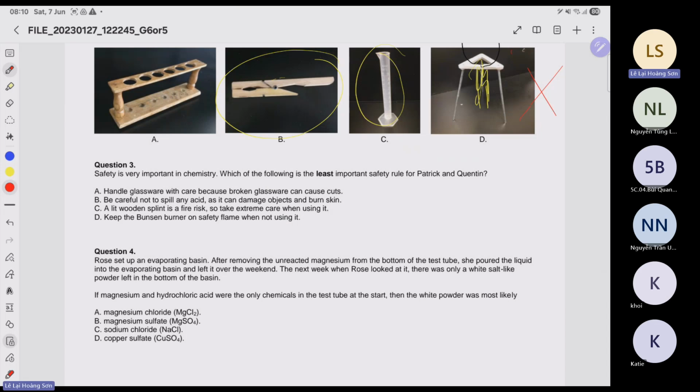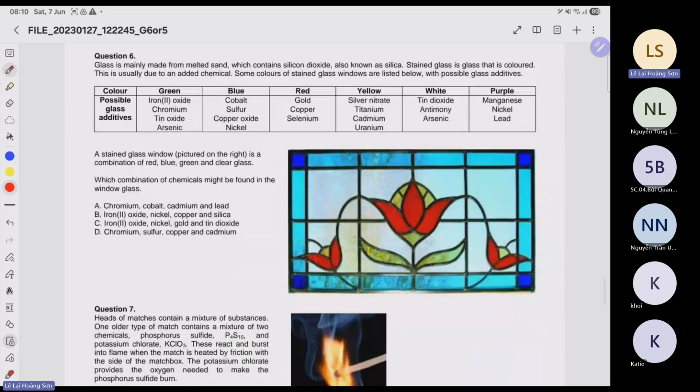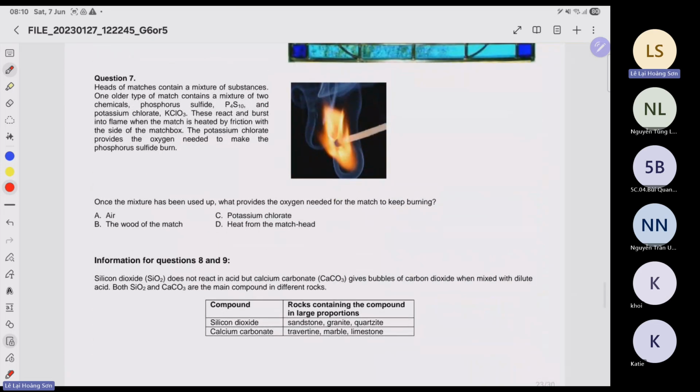Question number seven. All right. Heads up, matches contain a mixture of substances. We have these things, where we need to use friction to ignite the flame. Once the mixture has been used up, what provides the oxygen needed for the match to keep burning?